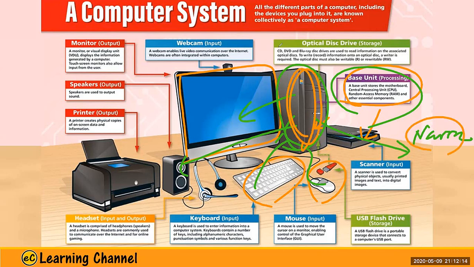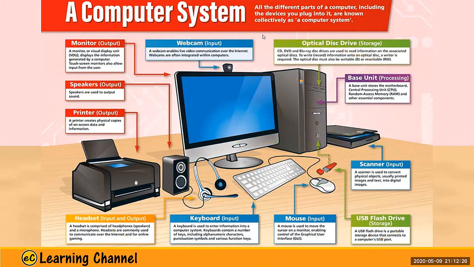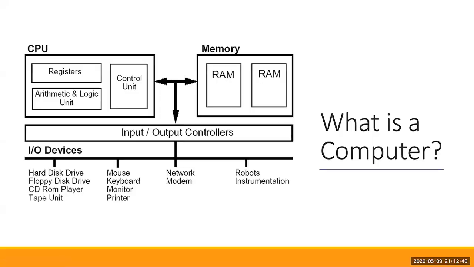That is the narrow sense for computer. The wide sense for computer is that the whole thing is a computer. It is a computer system. You see here, it's a computer system. It includes everything you see here, not just the boundary of the box. The whole thing is a computer. So a computer may include a CPU, a memory, an I/O controller, and hard disk, floppy disk drive, CD-ROM, networking device, mouse, keyboard, monitor, printer. So the whole thing is a computer.